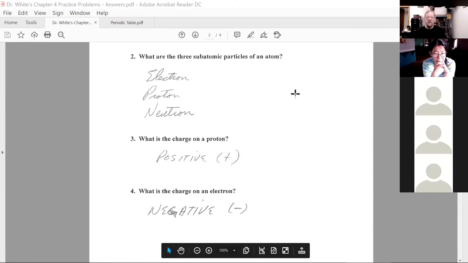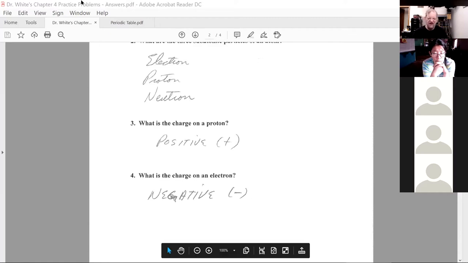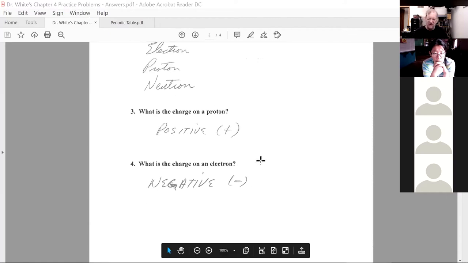All right. So important things I just mentioned. If I ask on a test, what's the charge on a proton? It's positive. What's the charge on an electron? Negative. And you can either write the symbol or write the name. Either one works for me.